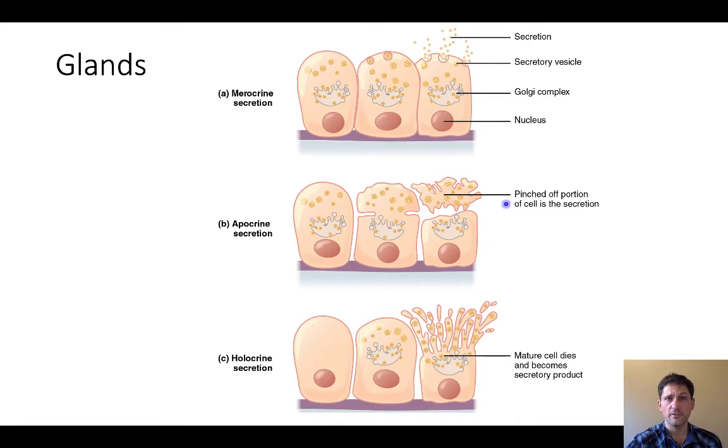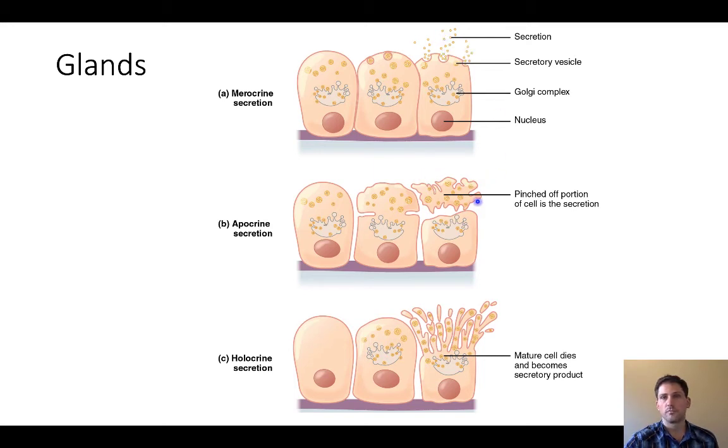Apocrine secretion, these are our apocrine sweat glands. These are the ones that are generally associated with our axillary and pubic regions where we have body odor. And so what we can see here is, again, we have our Golgi complex making little secretory vesicles, but the cell actually pinches off part of it, this apical portion of the cell, and this whole part is actually secreted versus just the substance itself.